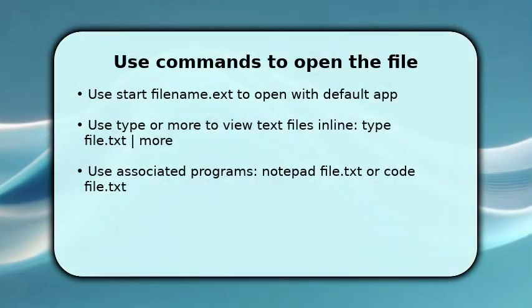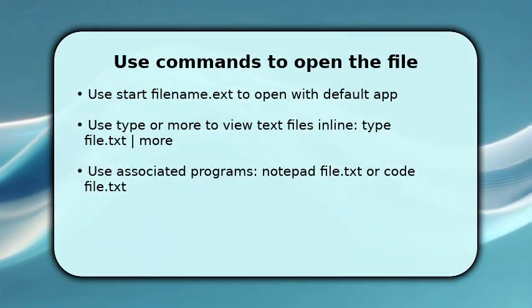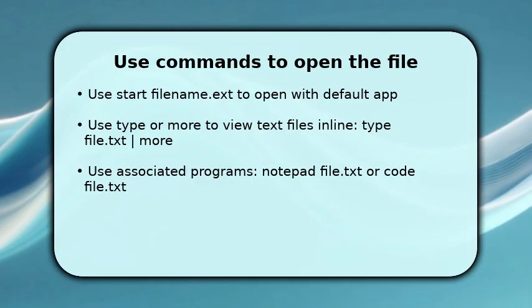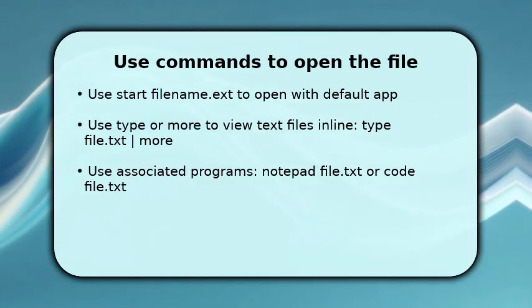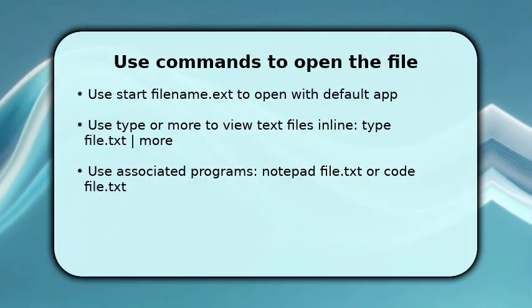Now you issue the command to open the file and choose how it should open. If you want the default application, type start filename.ext. This triggers Windows to launch the associated program.